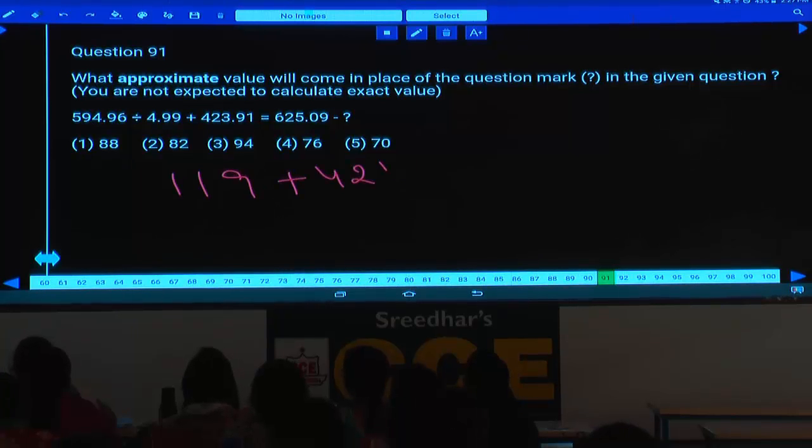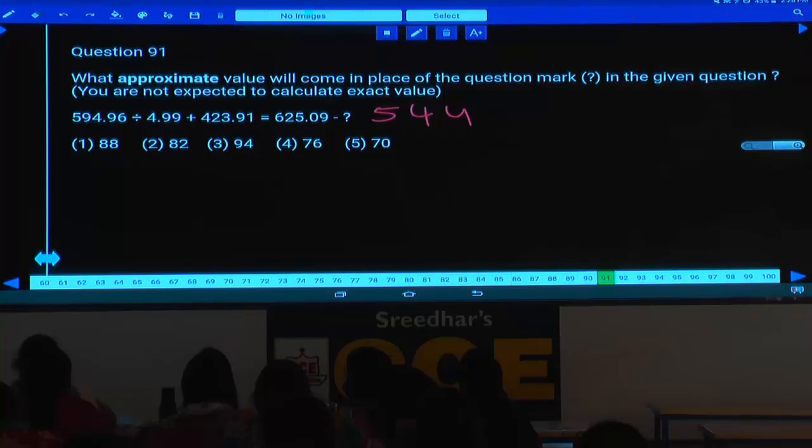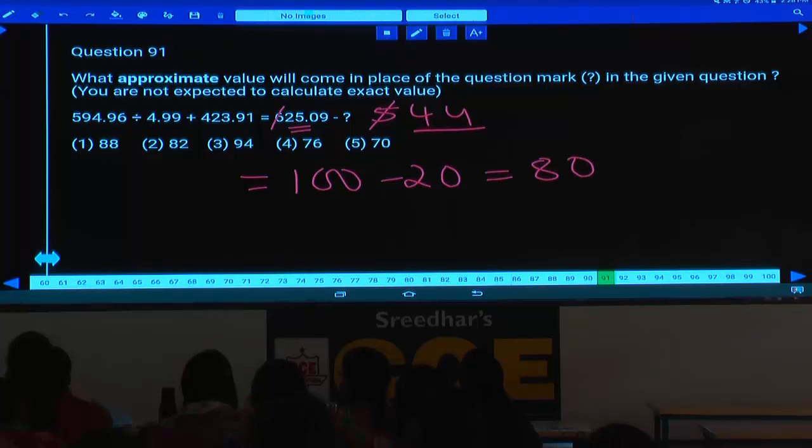424. Yes or no? 400, 100. Approximately 20? 24. Total 544. Now first subtract 600 minus 500, that is 100. Now subtract 25 from 44. Still you need to subtract approximately 20. 100 minus 20, answer should be approximate to, how many options are there?